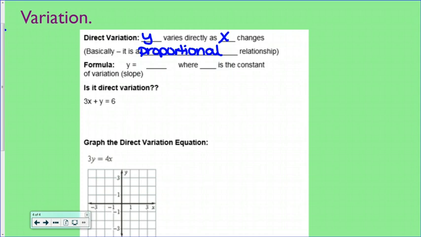Our formula, y equals kx, where k is the constant of variation, which is the same thing as slope or rate of change.